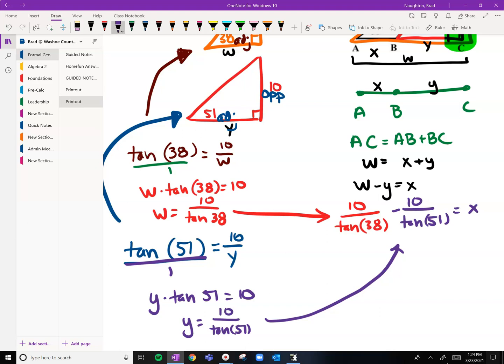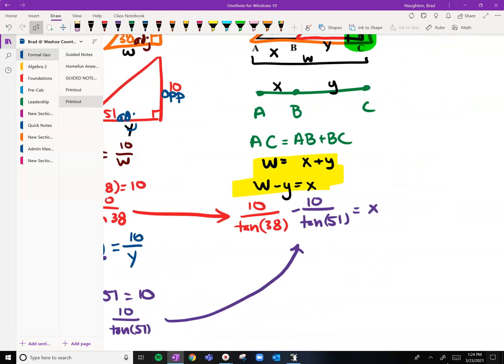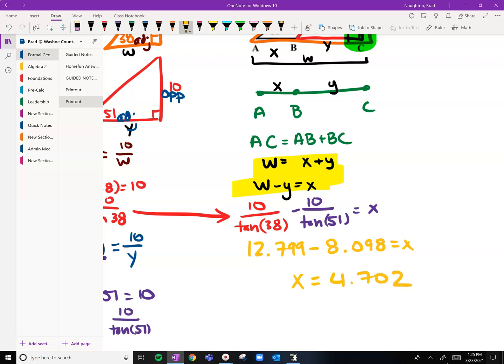See, this is where we're using our substitution. I'm doing some equations over here, and then I'm substituting it into this part over here. Hence the substitution, hence the algebra, making sure we're good to go. Now, the good news is we get to use a calculator to help us out. If I erase this arrow, this is going to be 12.799 in our calculator, and the next one is going to be 8.098. So then X, our answer, is 4.702. Cool with that? All righty.